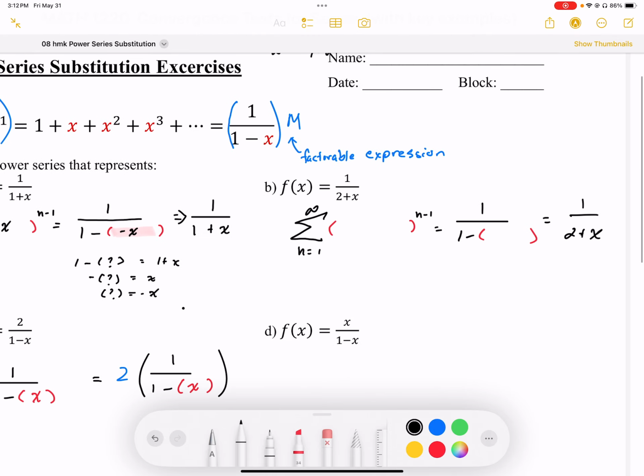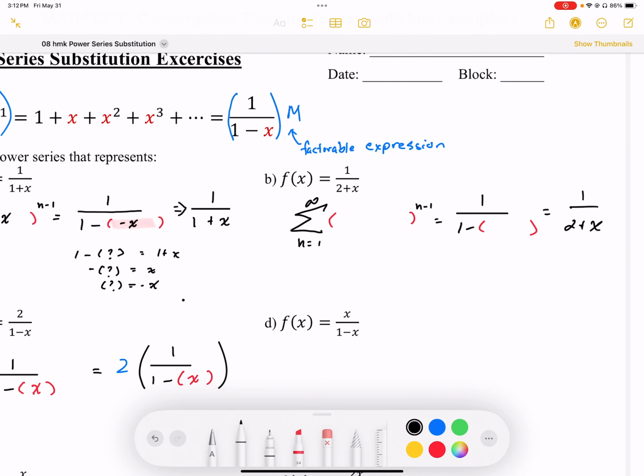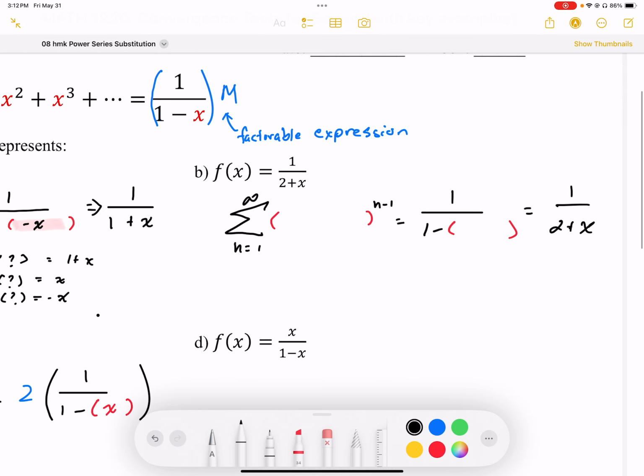For this one here, we need a 2 plus x. We need to substitute something in to end up with a 2 plus x. Well, to get a 2 plus x, we could put in here a negative x to get the positive x, and then we need a plus 2, so we have a plus 1 already. A minus -1 will give us that plus 2. So we're going to end up with negative x minus 1 as a substitution.